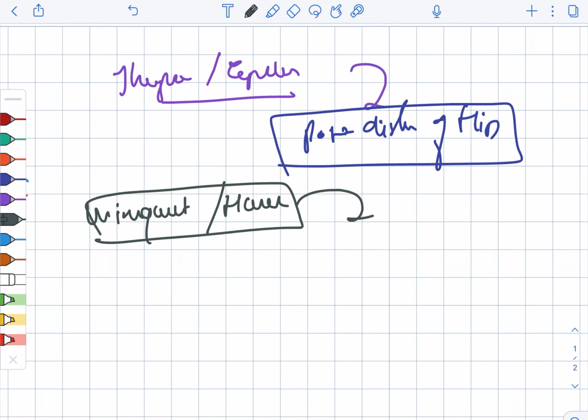Now looking at the Winquist and Hansen. Winquist and Hansen is for the fracture of the shaft of femur.